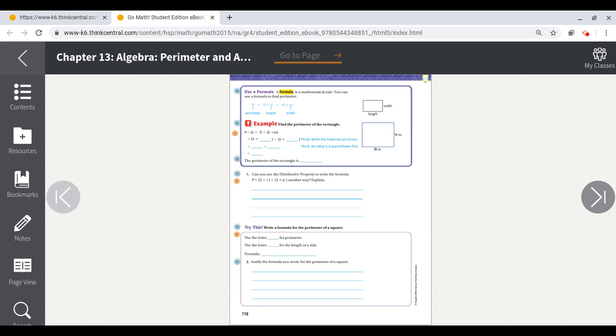Okay, let's look at 718. So we're still talking about the formula. A formula is a mathematical rule. You can use a formula to find perimeter. So perimeter equals 2 times the length plus 2 times the width. So you have a length here and a length here. That's 2. Width here and a width here. So now find the perimeter of this rectangle.